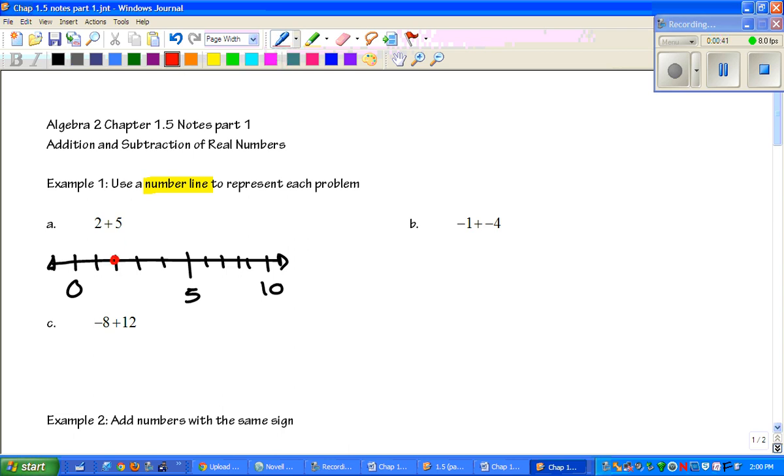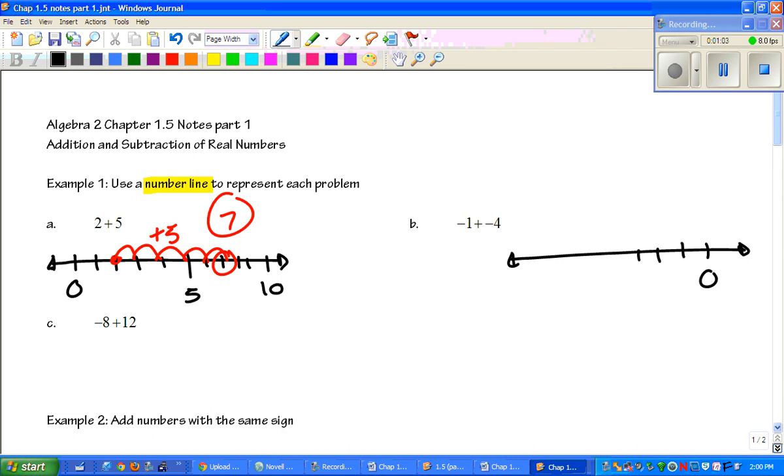So that means we're going to start at 2. We are adding, so we're going to add 5. 1, 2, 3, 4, 5. And our answer is 7. Okay, let's do it again.